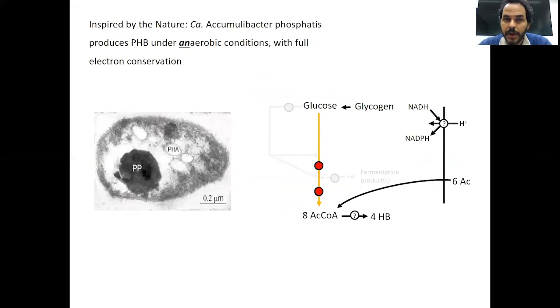Therefore, inspired by nature, we began to study what was happening in the bacterium Candidatus Accumulibacter phosphatis. Why? This organism is capable of producing PHB under anaerobic conditions with full electron conservation. This is possible because this organism is capable of mobilizing an internal reserve of glycogen and at the same time taking up acetate from the exterior, and then producing polyhydroxybutyrate from acetate and glycogen. And as I said before, with full electron conservation, there is no production of other fermentation products.